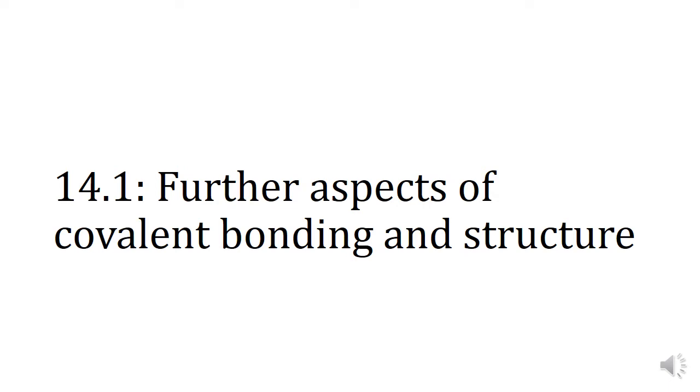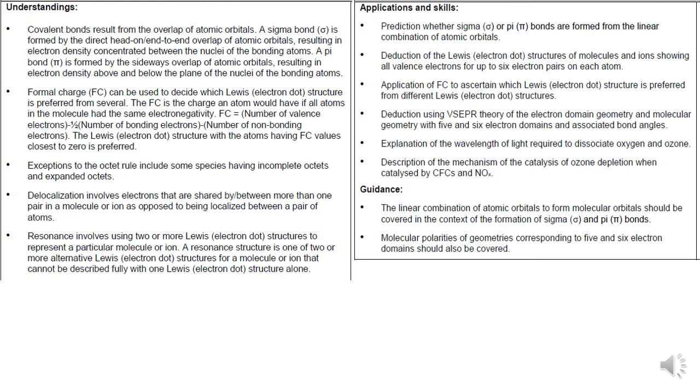So we're going to start with 14.1, which makes sense, which is looking more at how bonds are formed and the different types of covalent bonds we see. So covalent bonds, we're going to talk about how they form in terms of atomic orbitals. We're going to talk about formal charge and then how that links to exceptions to the octet rule, which we looked at earlier. We're also going to look at delocalization and resonance.